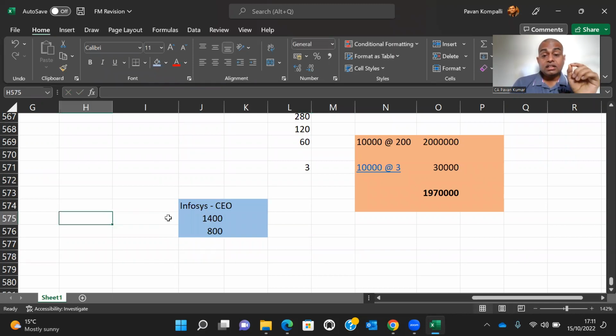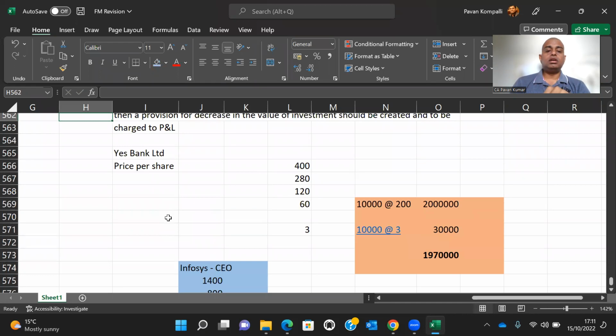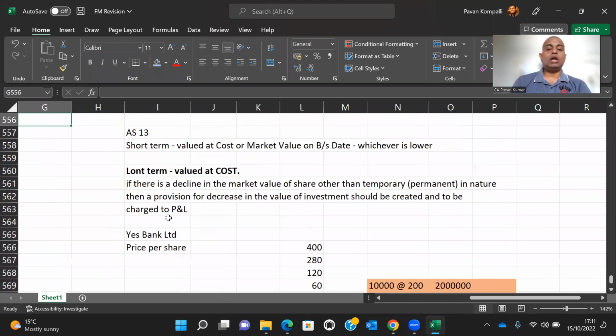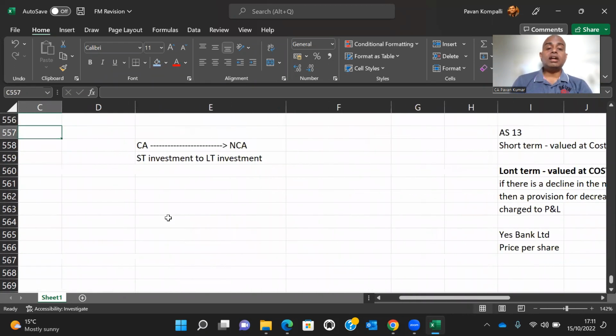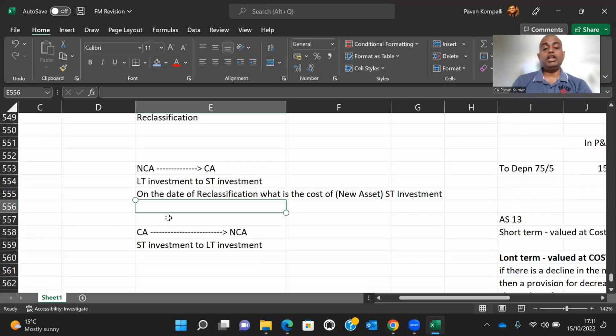Now, this is the valuation rule. Now, reclassification. When you are conducting the audit of Pavan, you called me and asked, Pavan sir, you bought 1000 Infosys shares, short term or long term? Long term. My son will enjoy that, my daughter will enjoy that. That is what I told.